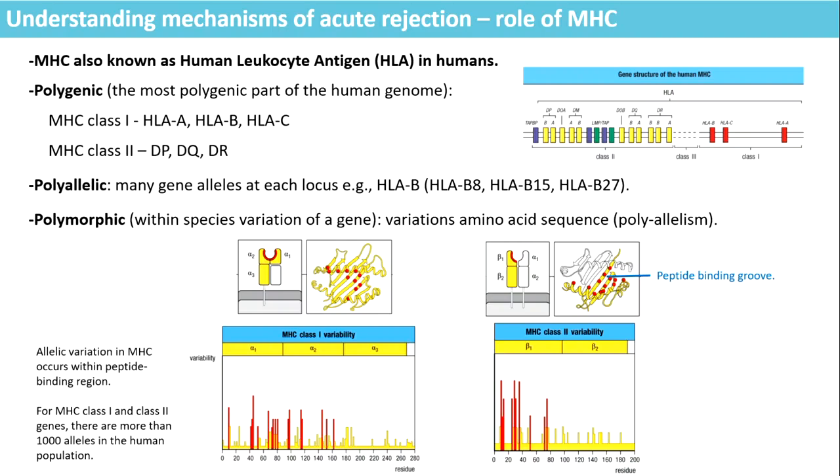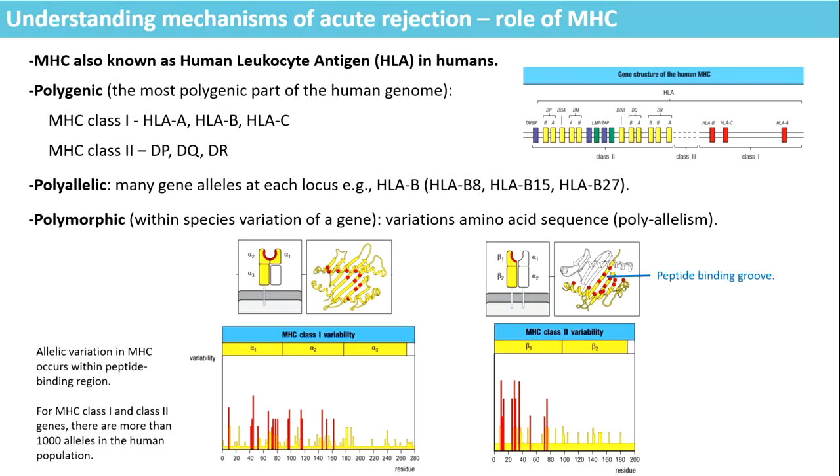And then it's also polyallelic, so this means that it's got multiple genes at each locus. So for instance, at HLA-B, we also have HLA-B8, B15, and B27, for example. And then it's polymorphic. So what I mean here is that within humans, within a species, you have variation of the genes.